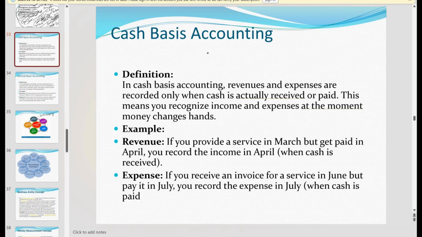You have a concept called cash basis accounting and accrual based accounting. In cash basis accounting, revenues and expenses are recorded only when cash is actually received or paid. This means you recognize income and expenses at the moment money changes hands. Example, if you provide a service in March but get paid in April, you record the income in April when cash is received. And if you receive an invoice for a service in June but pay it in July, you record the expense in July when cash is paid.